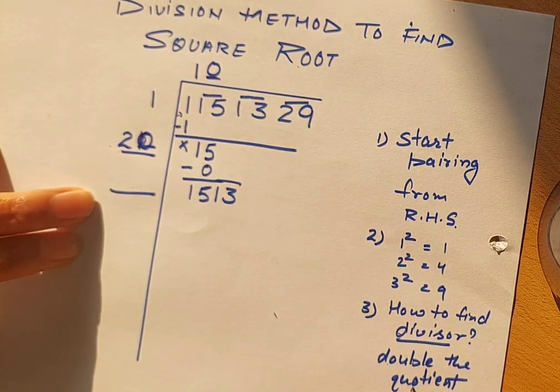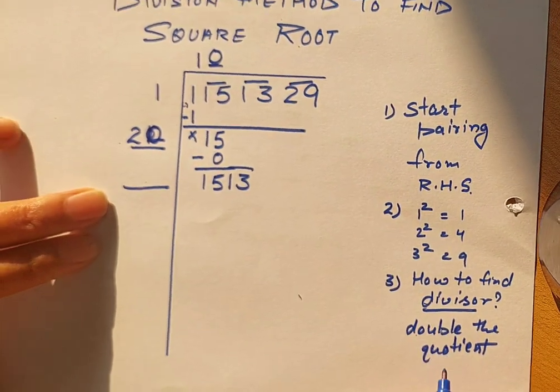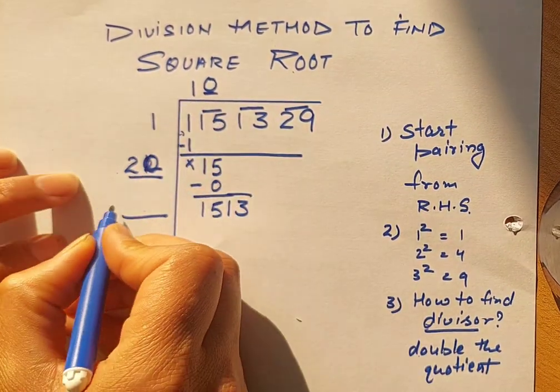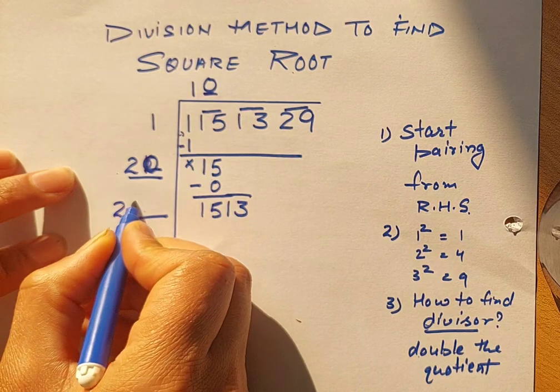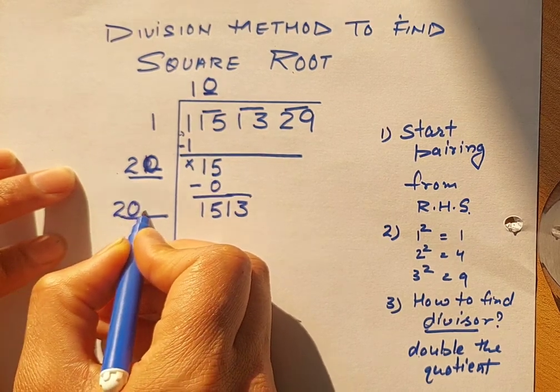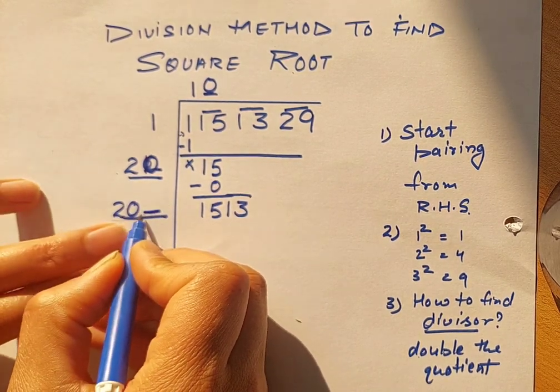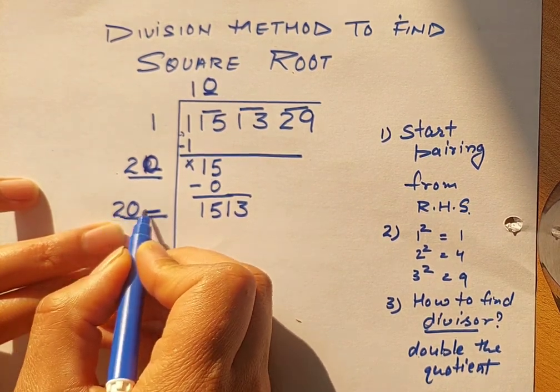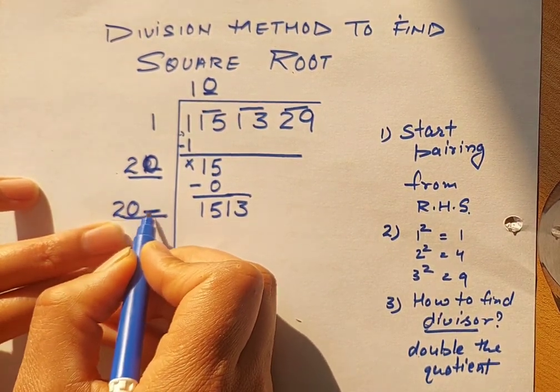Double the quotient. Okay, double the quotient. And what is your quotient right now? 10. So double of 10 is 20. Is this the quotient? No, one more number here. Okay, you can write here 201, 202, 203, 204, whatever, up to 9. It can take any place.